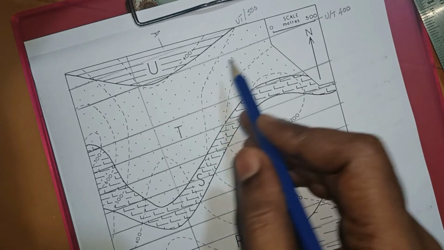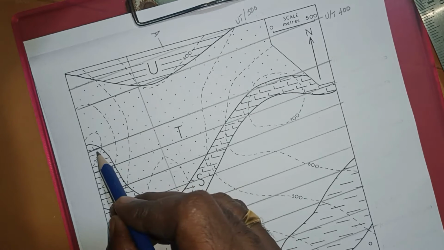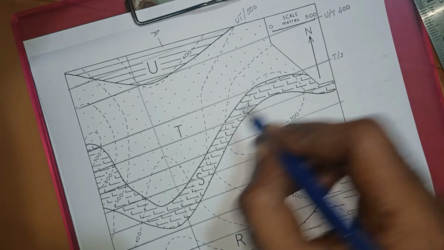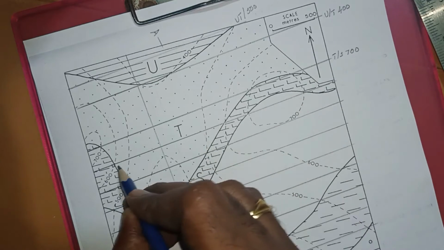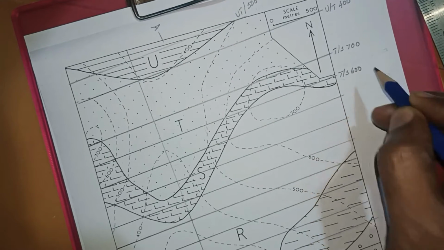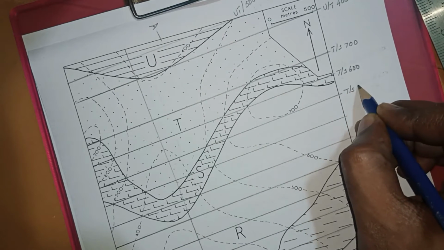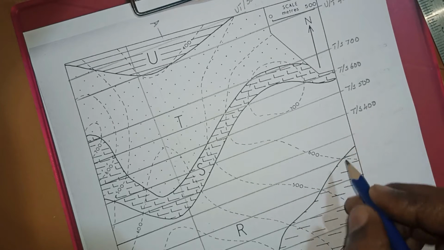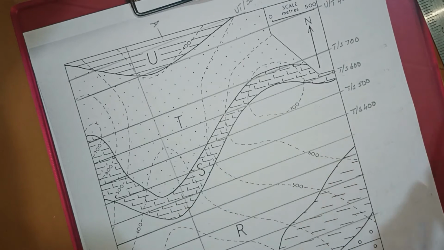In between there is no need of drawing any structural contours. Next, for the boundary S and T, T bar S, this is for 700. Same T bar S, this is for 600. Like this, this one 500. This one T bar S 400. 300 is not there, so you can leave it off.